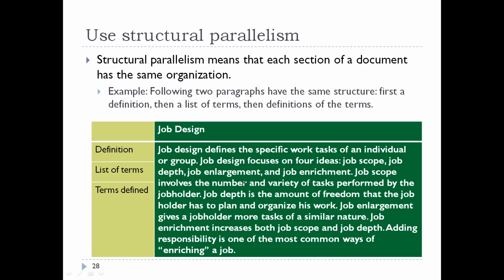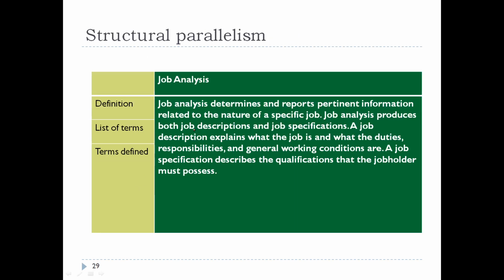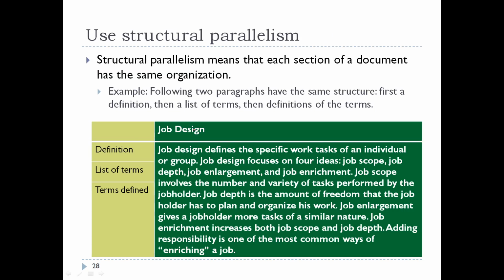We illustrate this example using two paragraphs. Here is a paragraph about job design, and then we have a paragraph about job analysis. If you look at the structure of these two, the structure is the same. Both paragraphs start with a definition, then there is a list of terms, and then those terms are defined. Here is a definition: job design defines the specific work tasks of an individual or group. Job design focuses on four ideas. Here is the list of terms: job scope, job depth, job enlargement, and job enrichment.